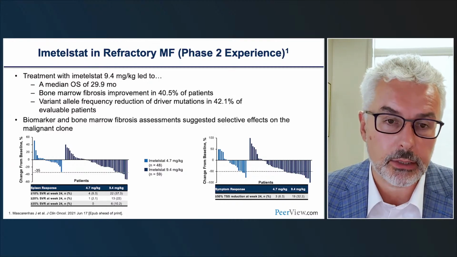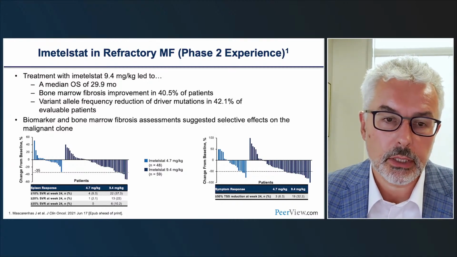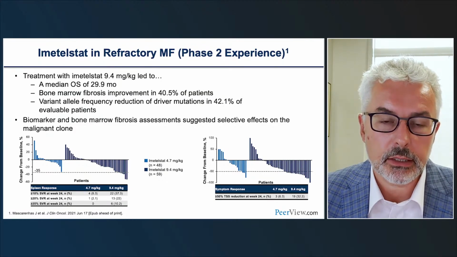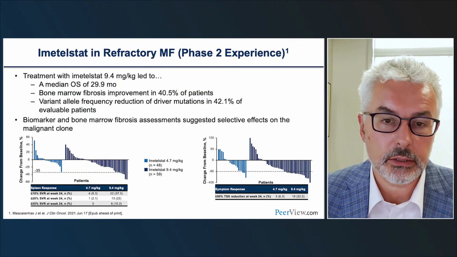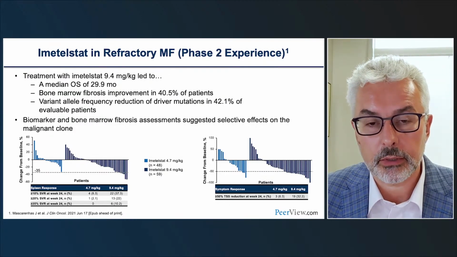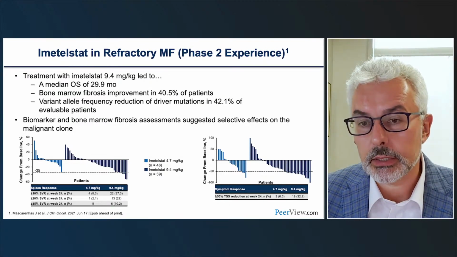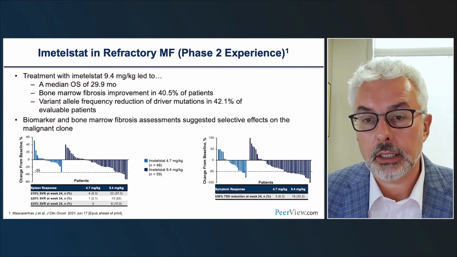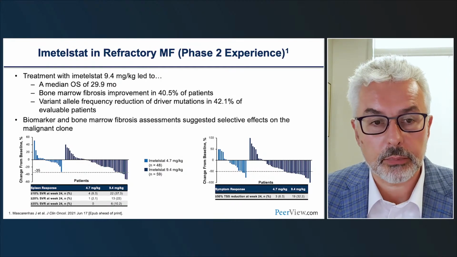Now, on the clinical part, what you see here is the improvement in the spleen on the left side. There were some patients with a spleen reduction, comparing between the two arms, much better in the higher dose, 9.4, which is dark blue. And there were patients with improvement in quality of life, which is on the right side in the lower panel. Again, much better with 9.4 milligram per kilogram.